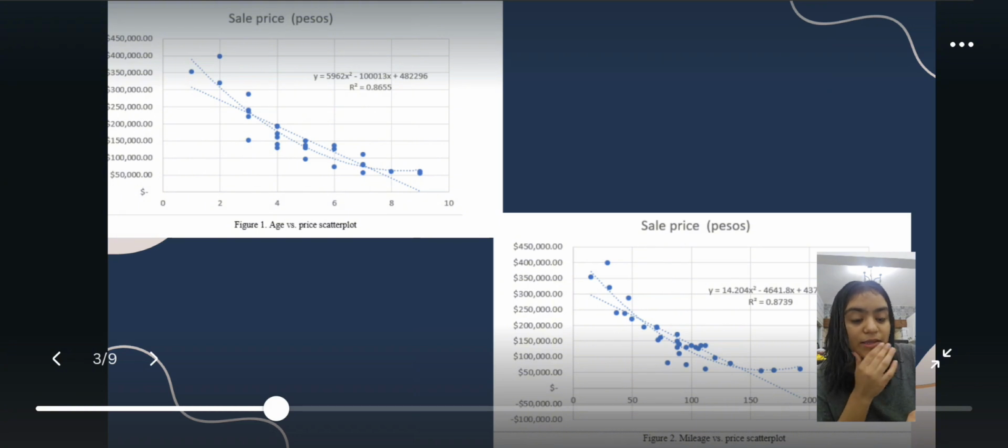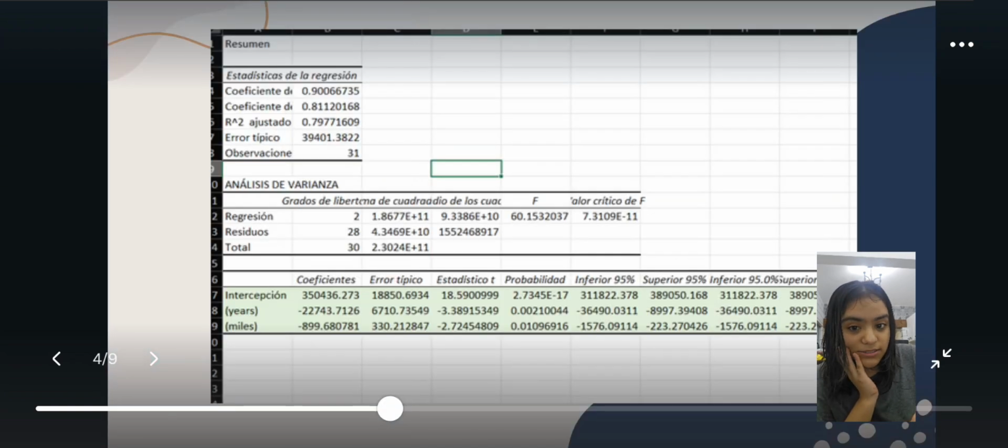In order to make sure if this was correct, we analyzed the data and we saw that both the years and the miles passed the p-value, because the p-value was less than 0.05 and the r-squared was high, showing a value of 0.8. However, we were not sure if that was the best model, so we performed several tests.